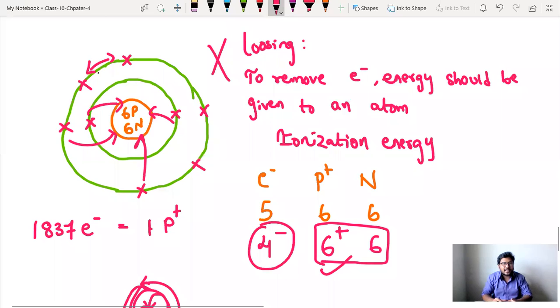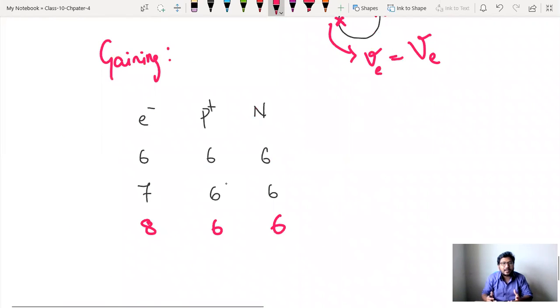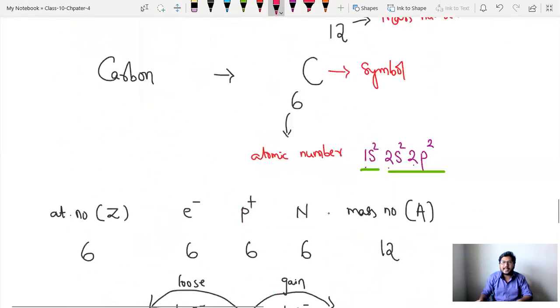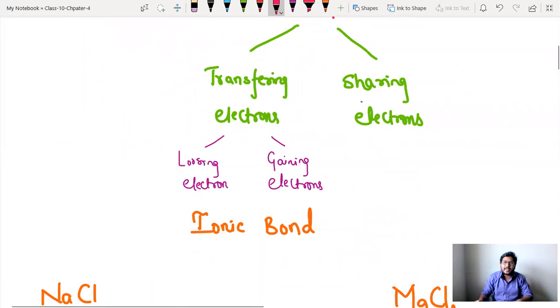So if it is losing electrons, it cannot tolerate. If it is gaining electrons, also it cannot handle. 6 protons cannot handle 8 electrons. So carbon cannot lose electrons, cannot gain electrons, but it will become stable just by sharing electrons. That sharing of electrons is known as covalent bond.